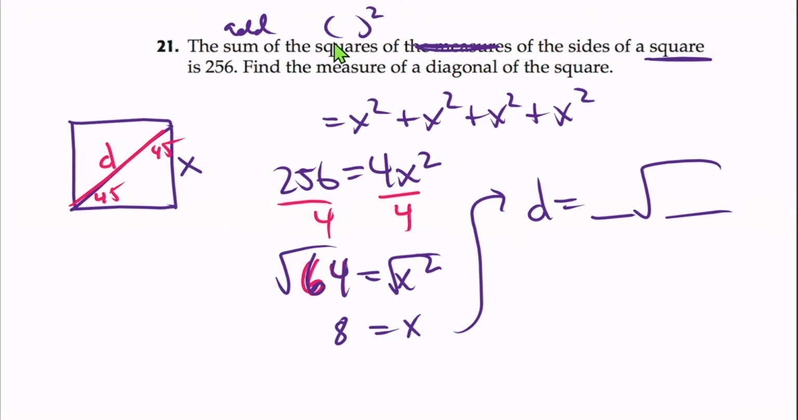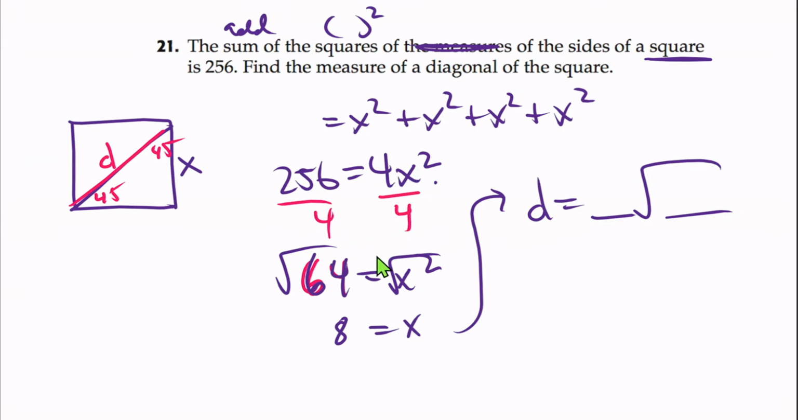Okay, the sum of the squares of the sides. So each side is x. Those get squared and then get summed. So each side x gets squared. Those combined together, I hope you've been thinking this whole time, is 4x squared.